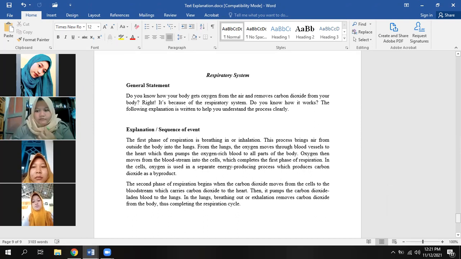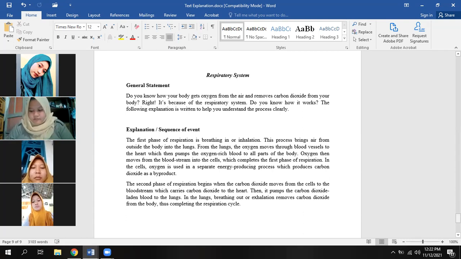Okay, thank you, Laili. I will analyze one of the texts, an explanation text about the respiratory system. In the general statement section, there is: do you know how your body gets oxygen from the air and removes carbon dioxide from your body? Right, it's because of the respiratory system. Do you know how it works? The following explanation is written to help you understand the process clearly. There is an explanation section.